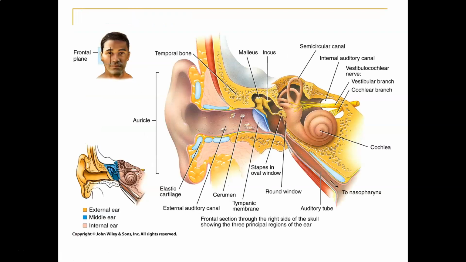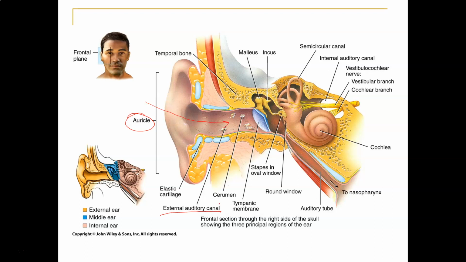Okay, so sound waves are what are going to stimulate the hearing receptors. So here's the ear with all the parts. The external ear begins with the auricle or pinna. So that's the part of our ear we see, and that helps direct these sound waves into the ear. And then the sound waves travel along the external auditory canal.